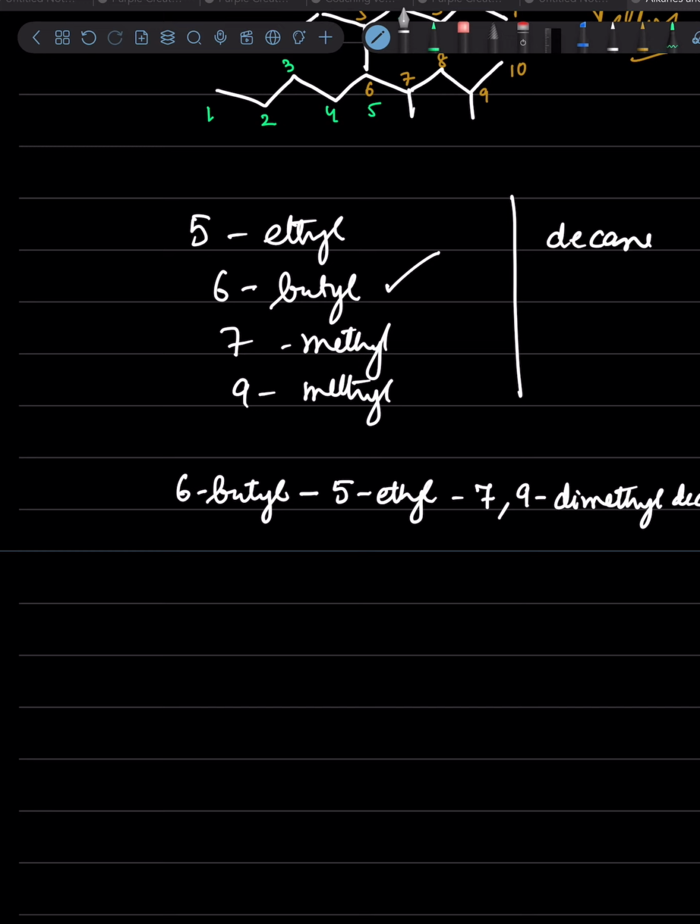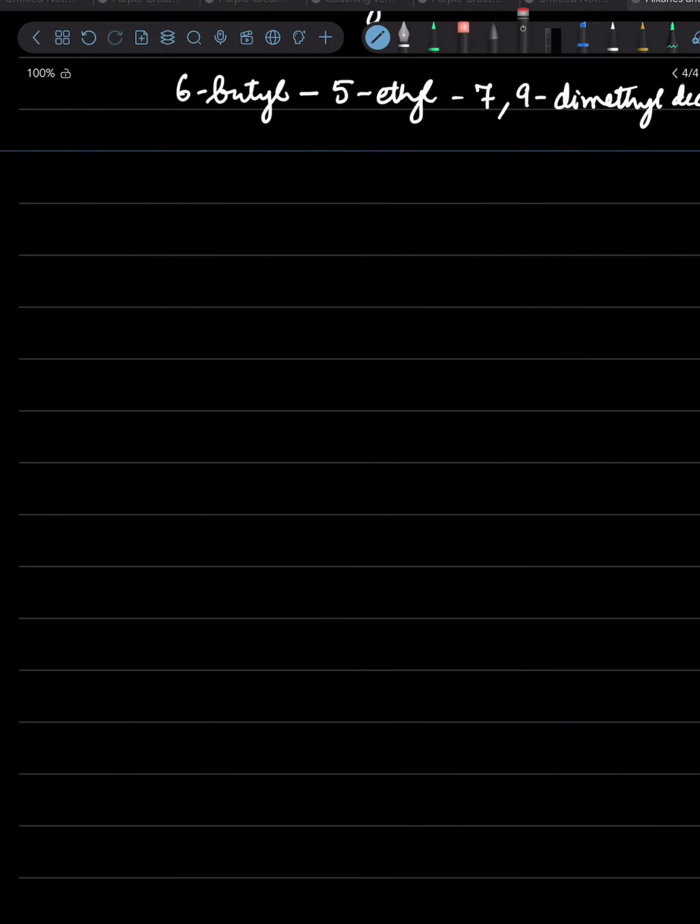And don't get confused that since I've used "di", you need not look at di, tri, etc. when comparing them in the alphabetical order. You have to compare between methyl, butyl, ethyl. This is just a number to denote how many of them there are. Fine. Now, this was about the alphabetical ordering, longest chain. Then name them in the alphabetical order.